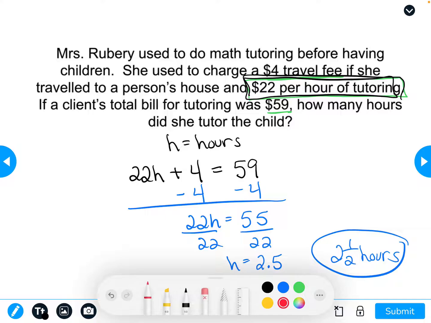Let's check to make sure that's right. So to do it, we're just going to put that 2.5 back into the equation. So 22 times 2.5 plus 4 should equal 59. So 22 times 2.5 is 55, and 55 plus 4 is 59, so it checks out. All right, time for you to try some word problems on your own.